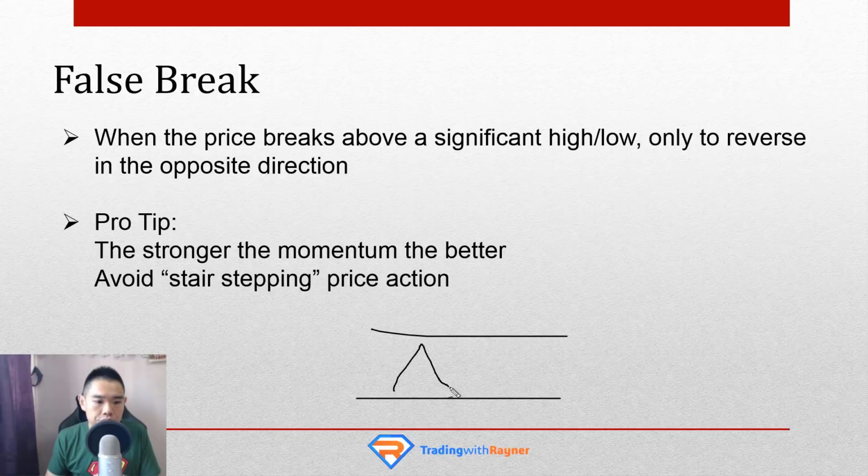Let's say the market is in a range, okay? Then you can see that this is the highs and this is the highs. What the false break will do, it goes up towards the highs of the range, takes out these highs, and then it reverses down lower back into this range. This is what I call a false break.